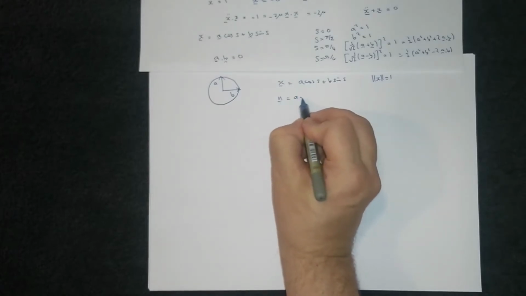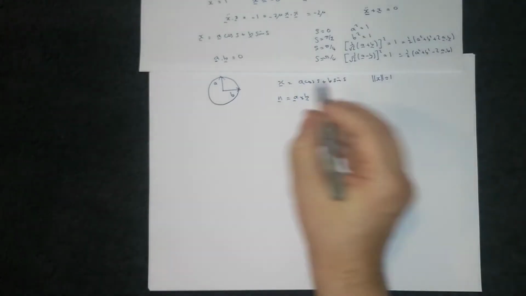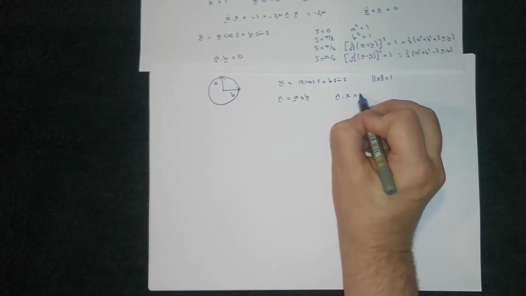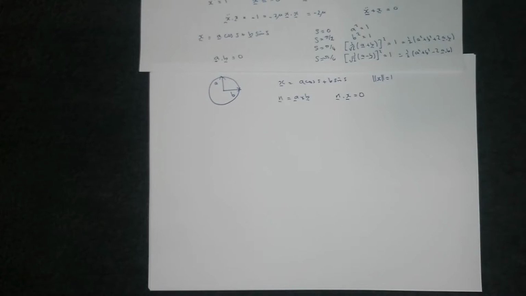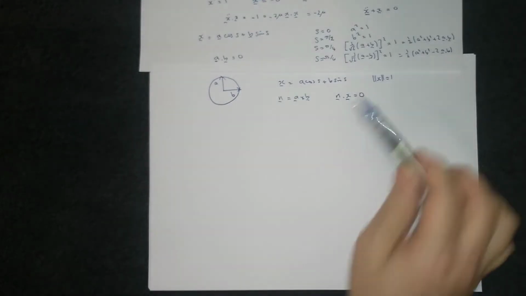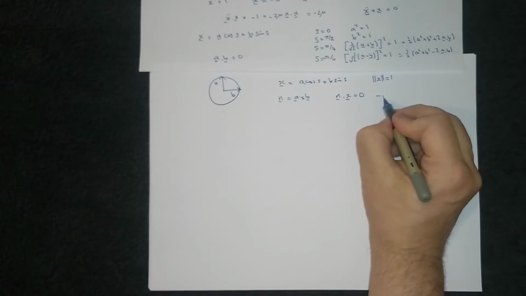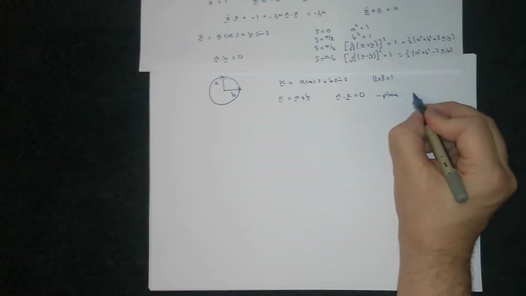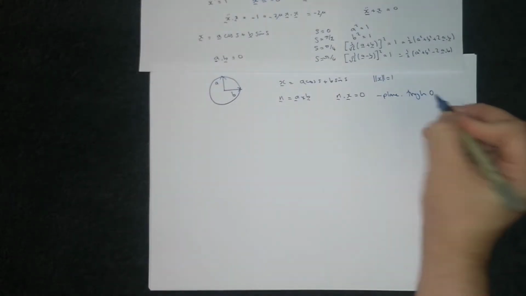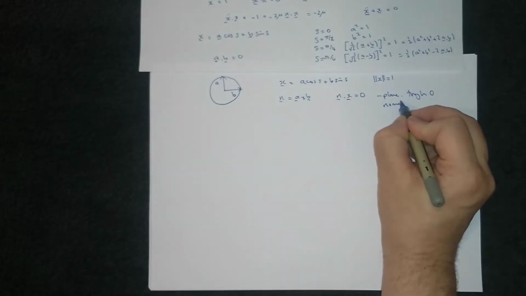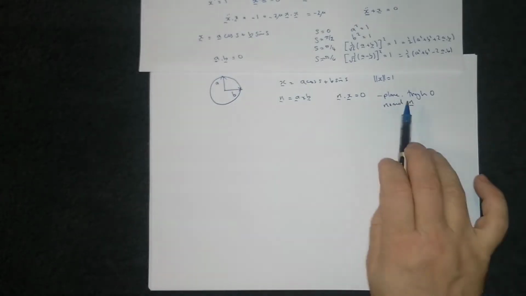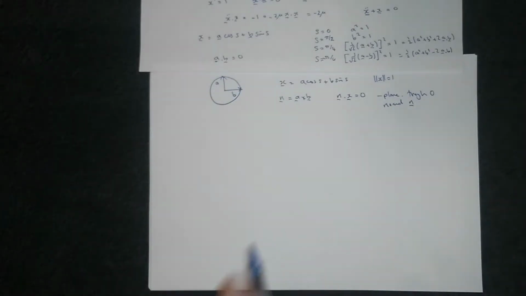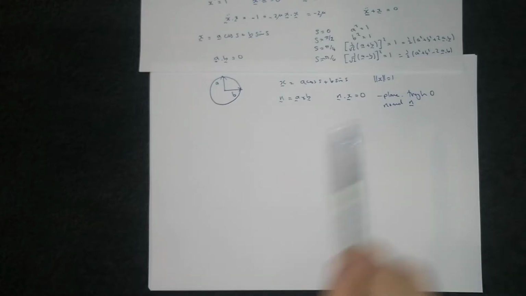Let's define n to be the cross product of A and B, then clearly n dot x equals 0. So geometrically what we have is the intersection of a plane passing through the origin, with normal n, with the unit sphere. So that gives me a great circle.